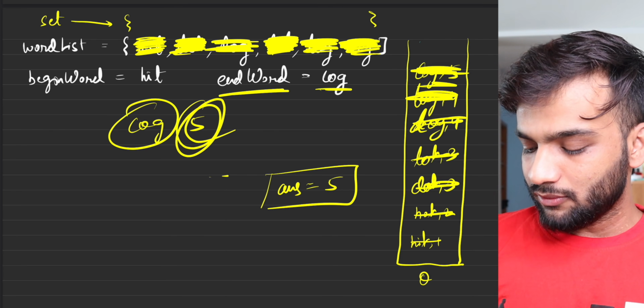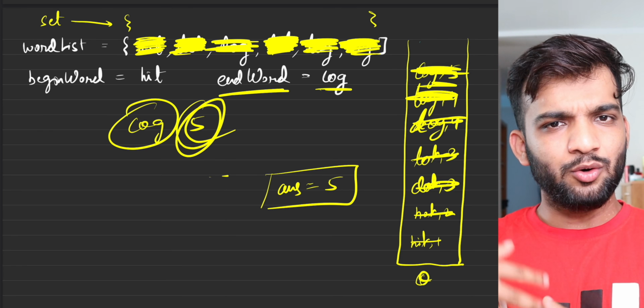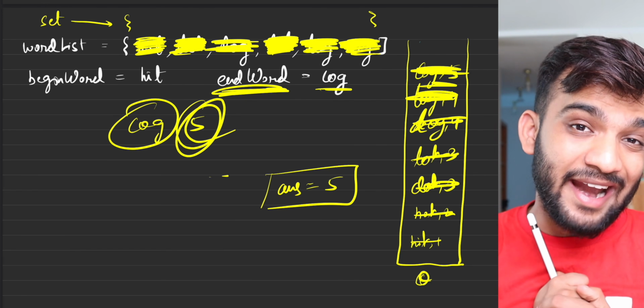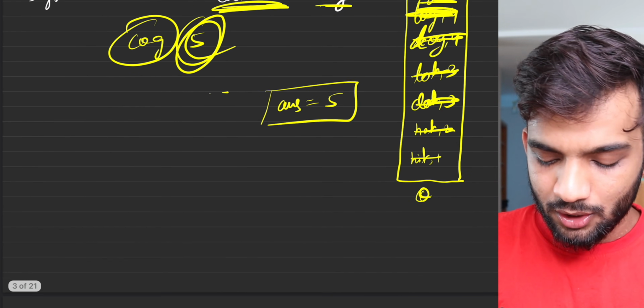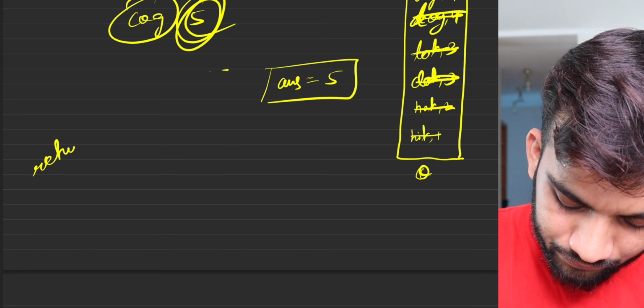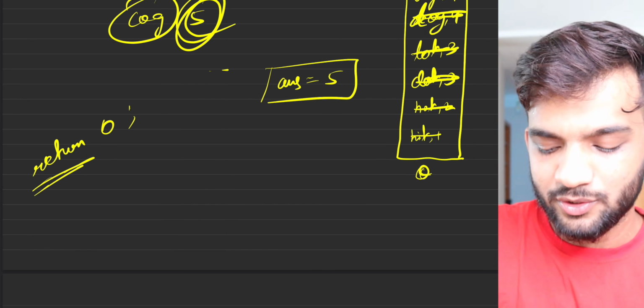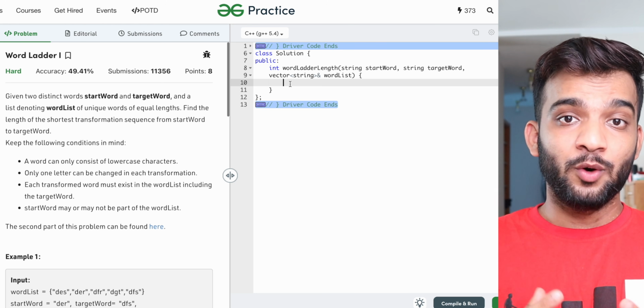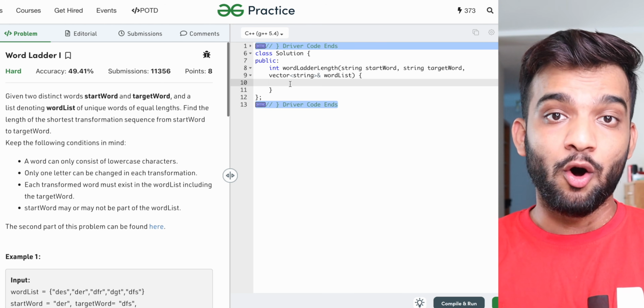And imagine if the queue becomes empty, you have tried out all possible changes, and you never ever reached the end word during the extraction from the queue. Then after the end of the queue, you can return 0, which will be your answer. So you have figured out the algorithm that is required to solve this complex problem.